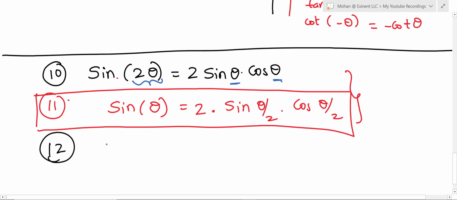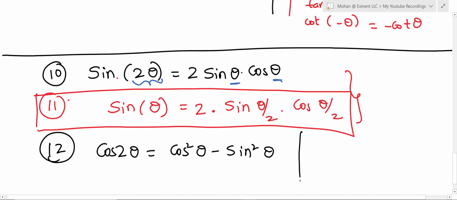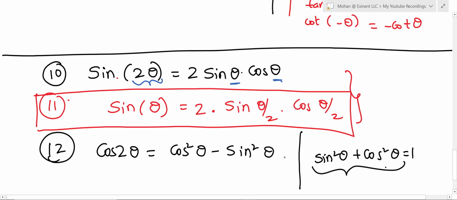What about cos 2 theta? Okay, the basic cos 2 theta formula is cos square theta minus sine square theta. What if I want cos 2 theta only in terms of cos theta? How can I? You know one identity, that is sine square theta plus cos square theta is equal to 1. We will play with this one and try to write it only in terms of cos theta or only in terms of sine theta.